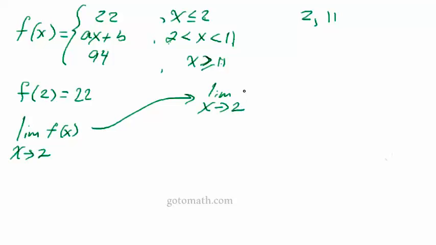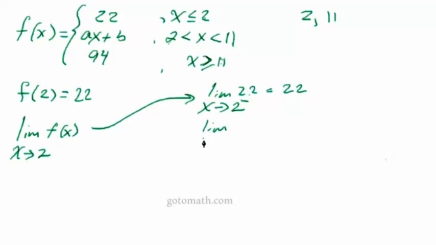We got to look for the limit as x approaches 2 from the left hand side, and that means x is approaching 2 from the left hand side. That means we'd be using this one here, right? All x values less than 2. So that's just a constant 22, and of course the limit of a constant is just the constant, okay?